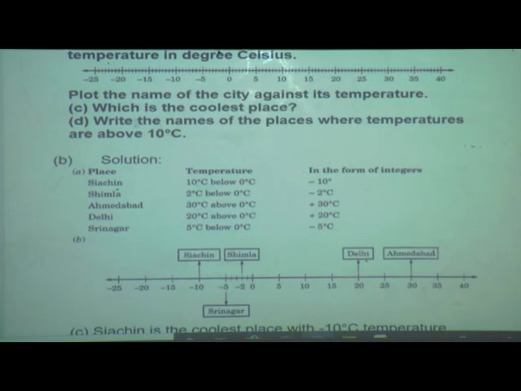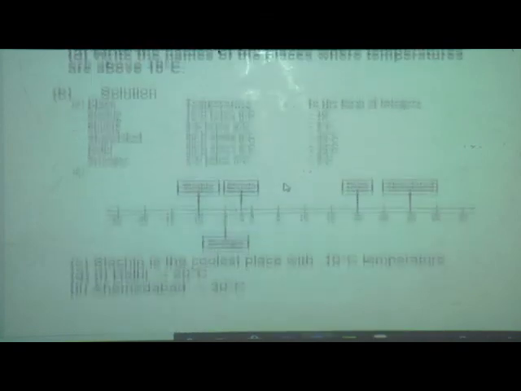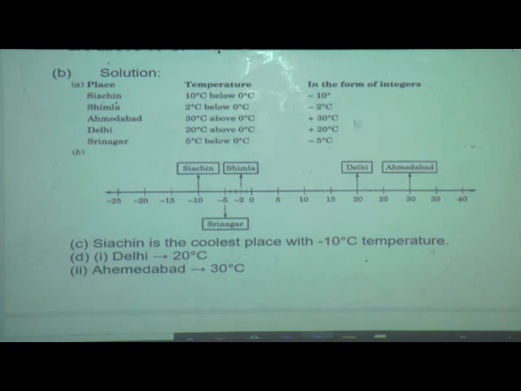Let us see the third question. Which is the coolest place? Now you can see this temperature. From this, can you tell me which is the coolest place? The coolest place must be in minus, because the city is having snowfall. So minus 5, minus 2 and minus 10 are the cities which are having the temperature below 0 degrees centigrade. Among these, which is the coolest place?